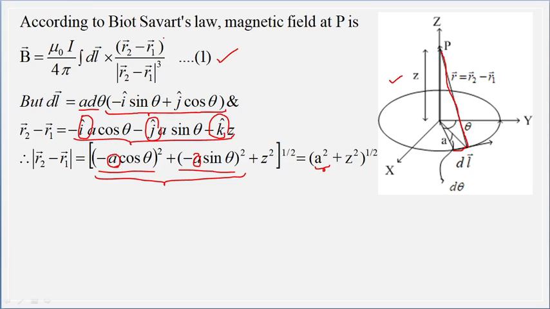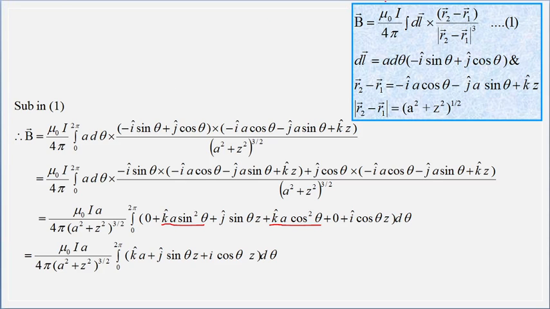We want vector r2 minus vector r1, modulus of vector r2 minus vector r1, and dl. Now all these things we have to substitute in equation 1. This is equation 1, and we have found what dl is, what vector r2 minus vector r1 is, and what modulus of vector r2 minus vector r1 is. You substitute it here in equation 1.